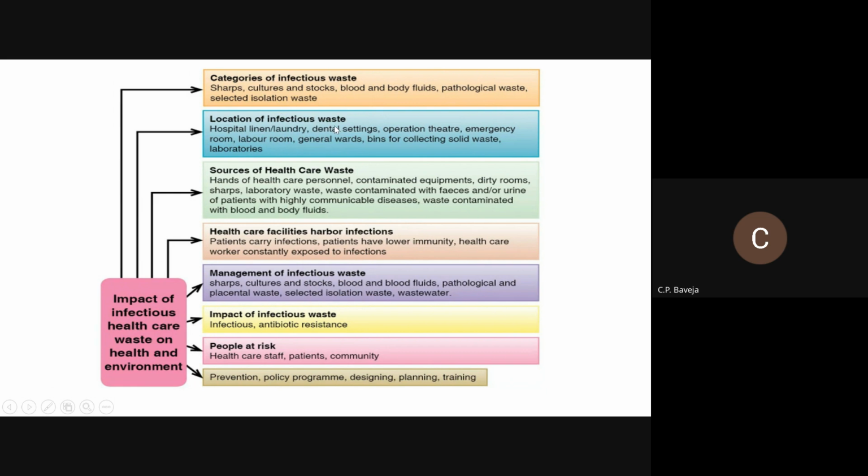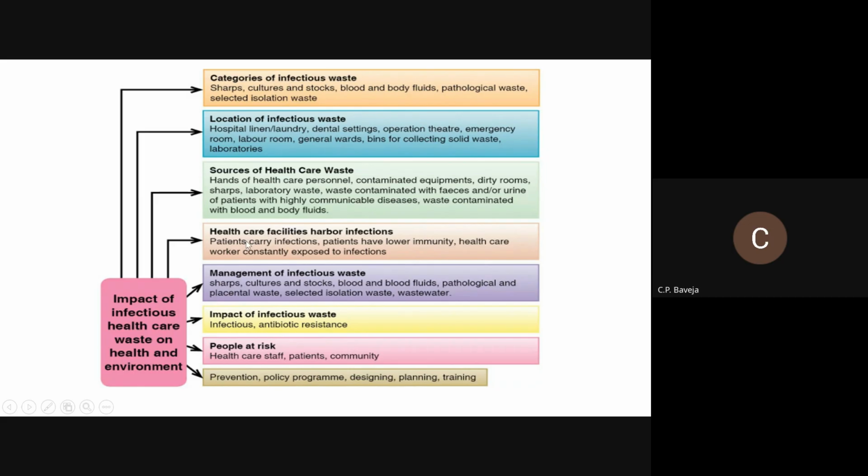Then, what are the locations of infectious waste? Hospital linen, laundry, dental settings, operation theatre, emergency room, labor room, general wards, bins for collecting solid waste, and laboratories. Then sources of healthcare waste. Hands are very important: hands of healthcare persons, contaminated equipment, dirty rooms, shops, laboratory waste, waste contaminated with feces and urine of patients with highly communicable diseases, and waste contaminated with blood and body fluids.